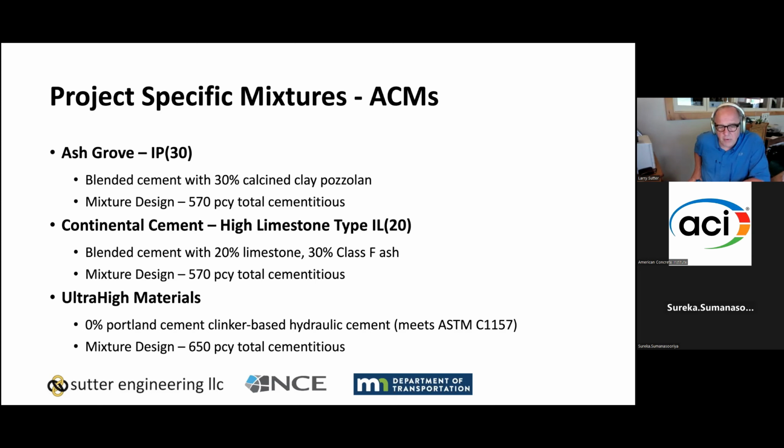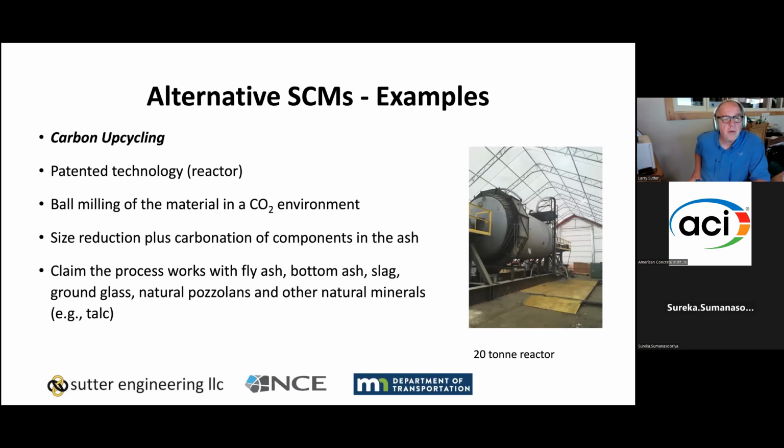It has 0 Portland cement clinker in the mix. It is an 1157 qualifying cement. Their mixture design used 650 pounds per cubic yard total cementitious. So just a little more detail on some of these alternative FCMs.